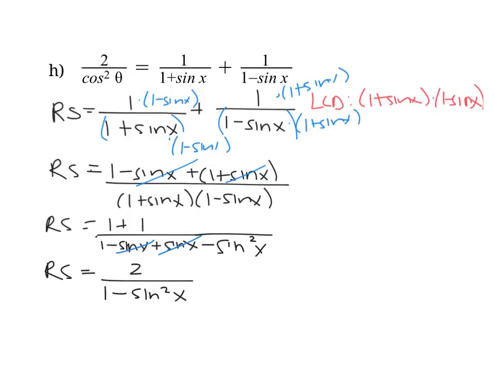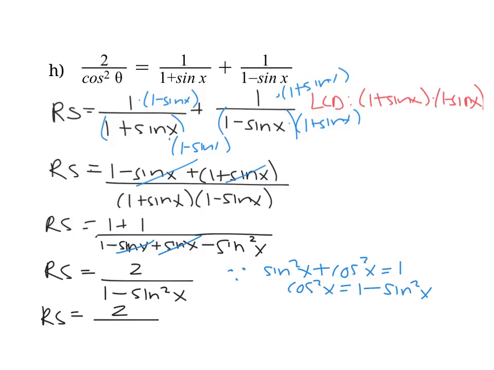And I know I can substitute 1 minus sine squared x because of the Pythagorean identity. So since sine squared x plus cos squared x is equal to 1, well then cos squared x is equal to 1 minus sine squared x. So that means I can replace 1 minus sine squared x with cos squared x. So I have my right side is going to equal 2 over 1 minus sine squared x, which is cos squared x. My left side, now just taking a look at that, is already 2 over cos squared x, or theta.